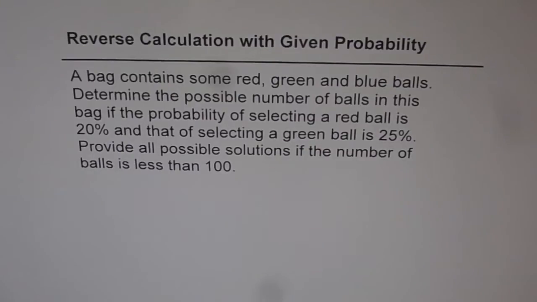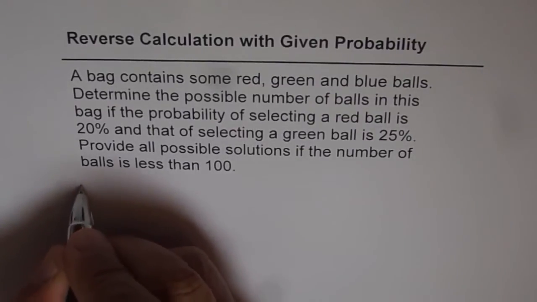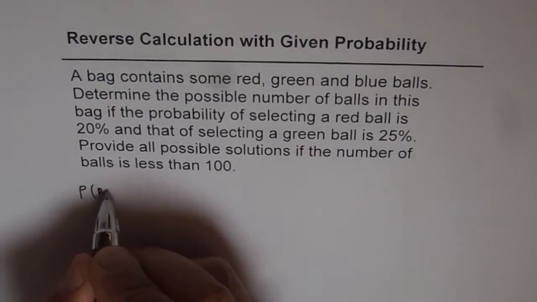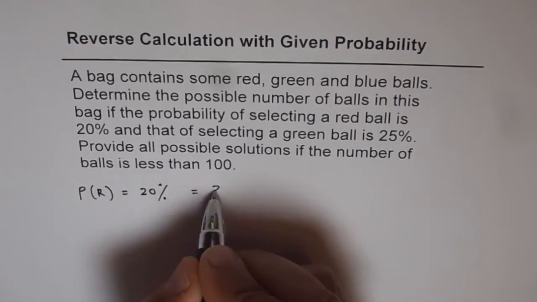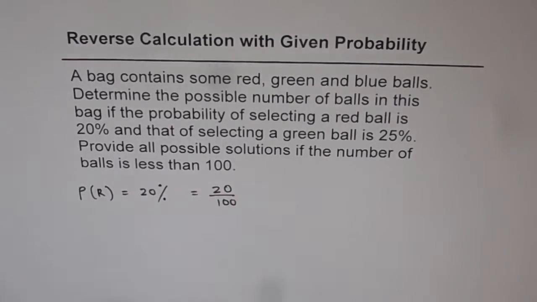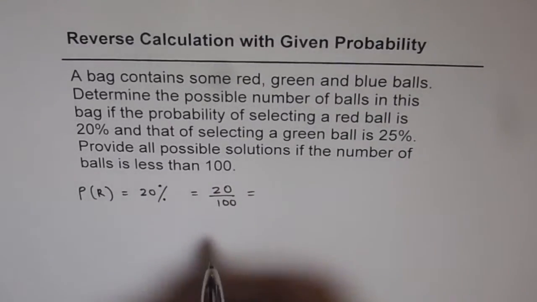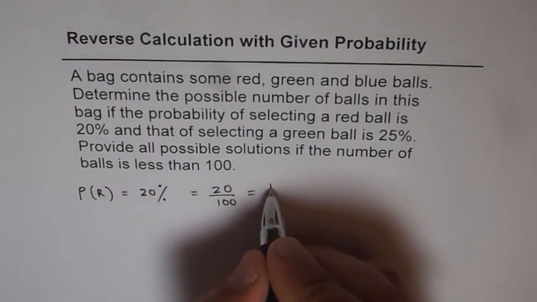Determine the possible number of balls in this bag if the probability of selecting a red ball is 20% and that of selecting a green ball is 25%. Provide all possible solutions if the number of balls is less than 100. So what we are given is probability for red ball is 20%. So when we say 20%, it means 20 out of 100, right? Which you can always simplify, and dividing by 20 you get 1 out of 5.